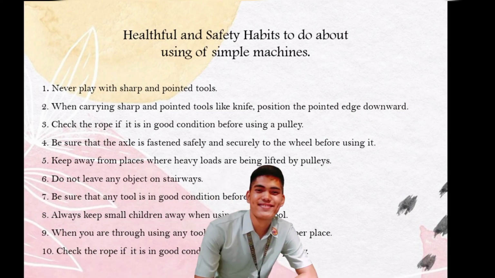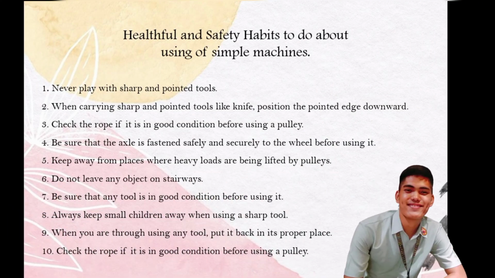Helpful safety habits to follow when using simple machines. 1. Never play with sharp and pointed tools. 2. When carrying sharp and pointed tools like a knife, position the pointed edge downward. 3. Check the rope if it is in good condition before using a pulley. 4. Be sure that the axle is fastened safely and securely to the wheel before using it.